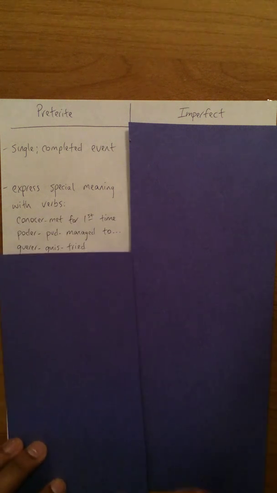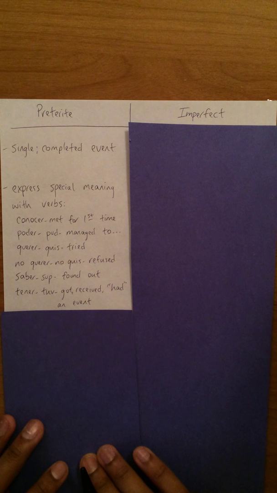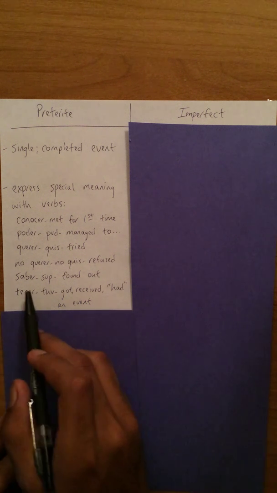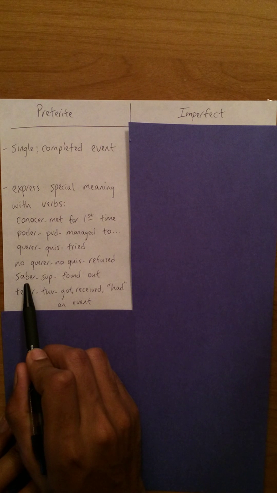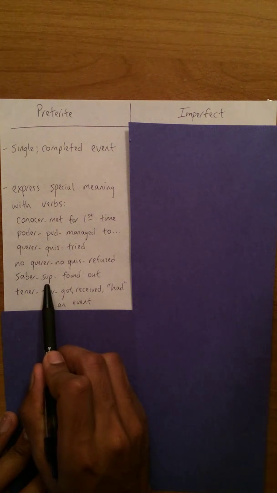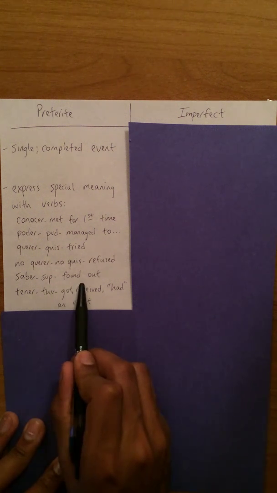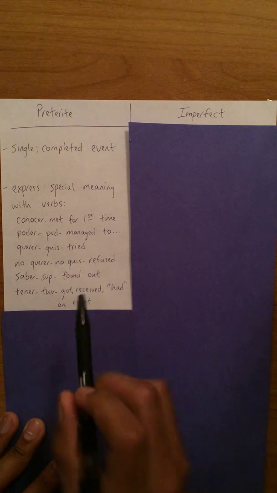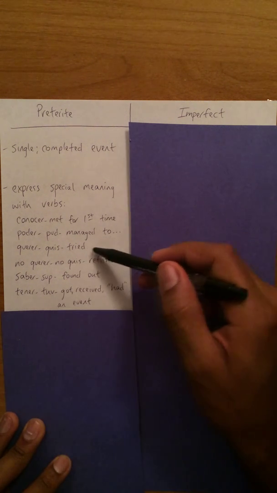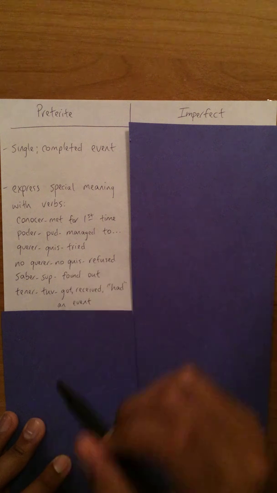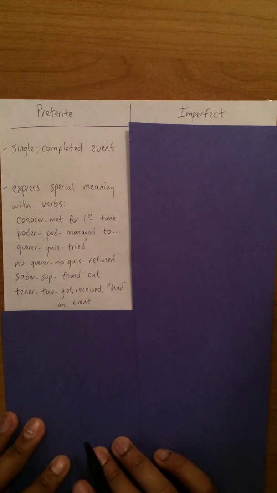If we take a look here, all these verbs have special meaning in the preterite tense only. For example, with saber, meaning to know, that is changed to its preterite stem sup and is translated to found out in the preterite tense only. So anytime we see any one of these meanings, we know that that is going to trigger the preterite use.